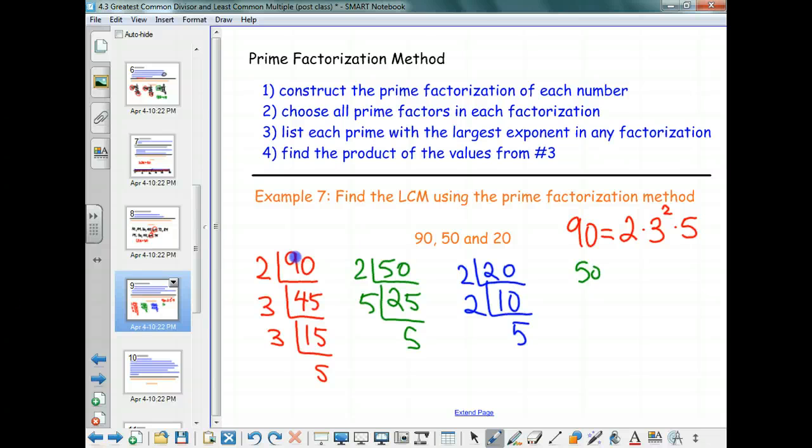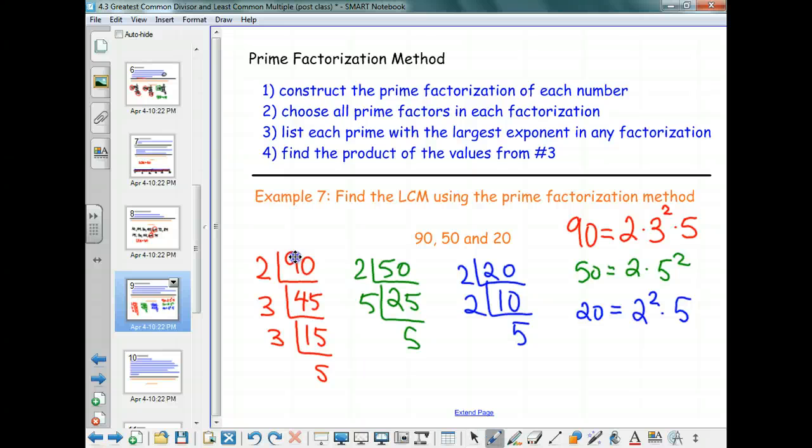The number 50 is what? The 2 times 5 squared. And the number 20, 2 squared times 5. Okay, so that's actually what we did for number 1: construct all the prime factorizations for each number. Number 2 is we're going to choose all prime factors in each factorization.